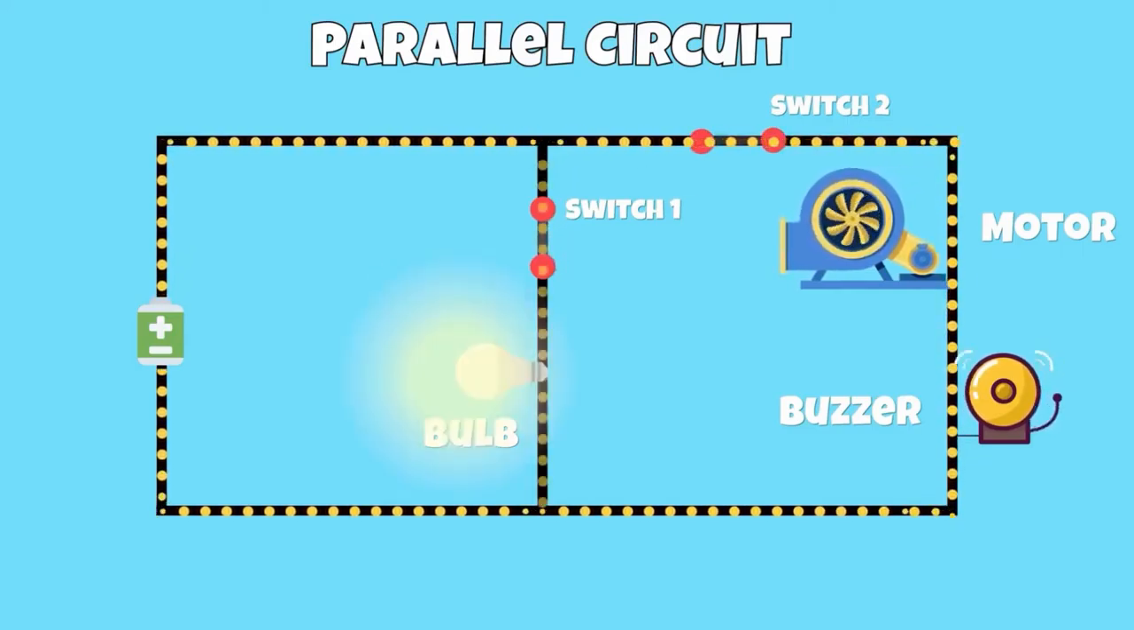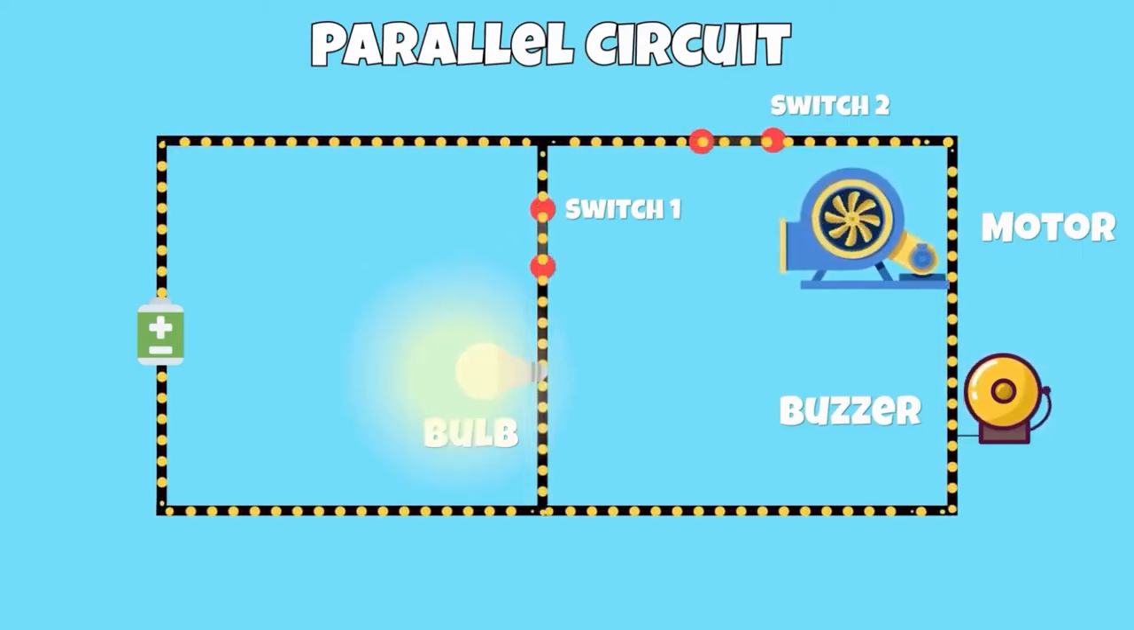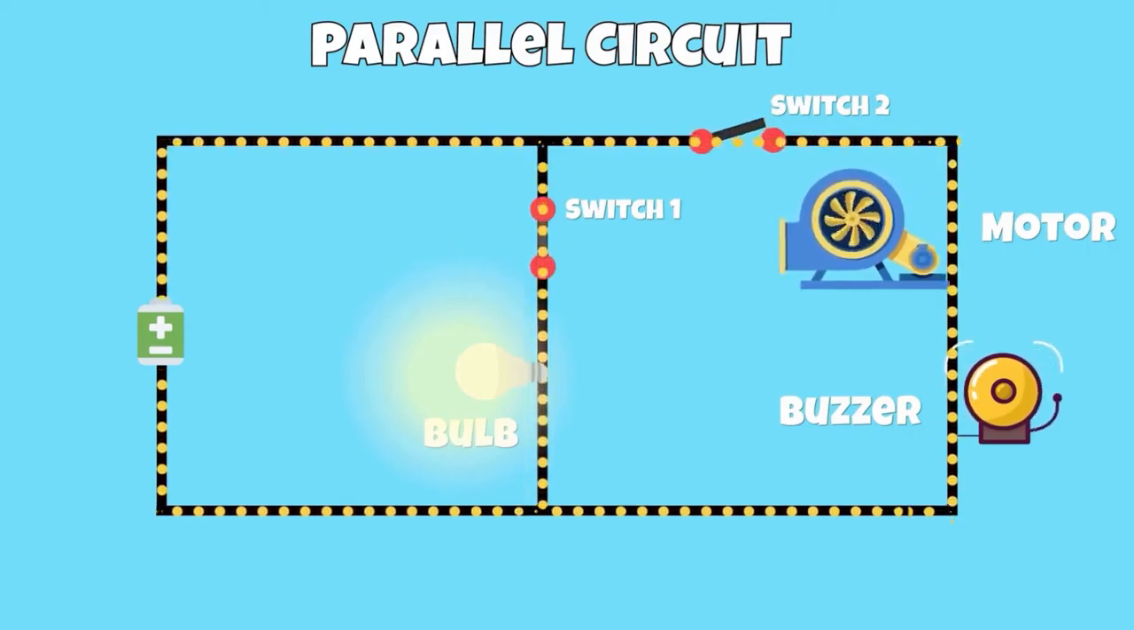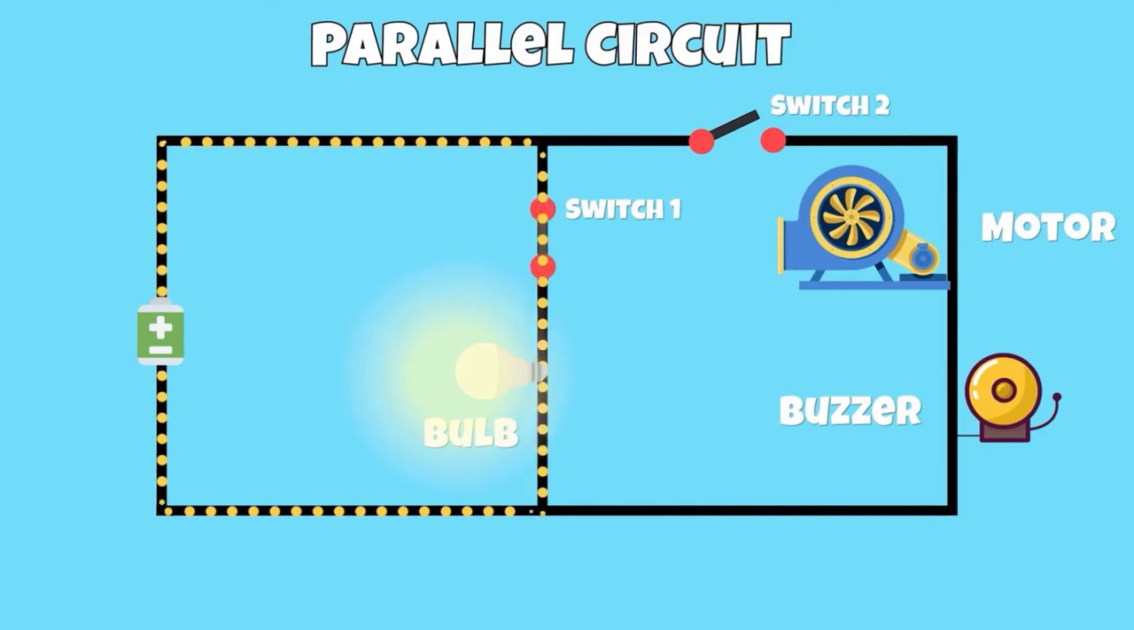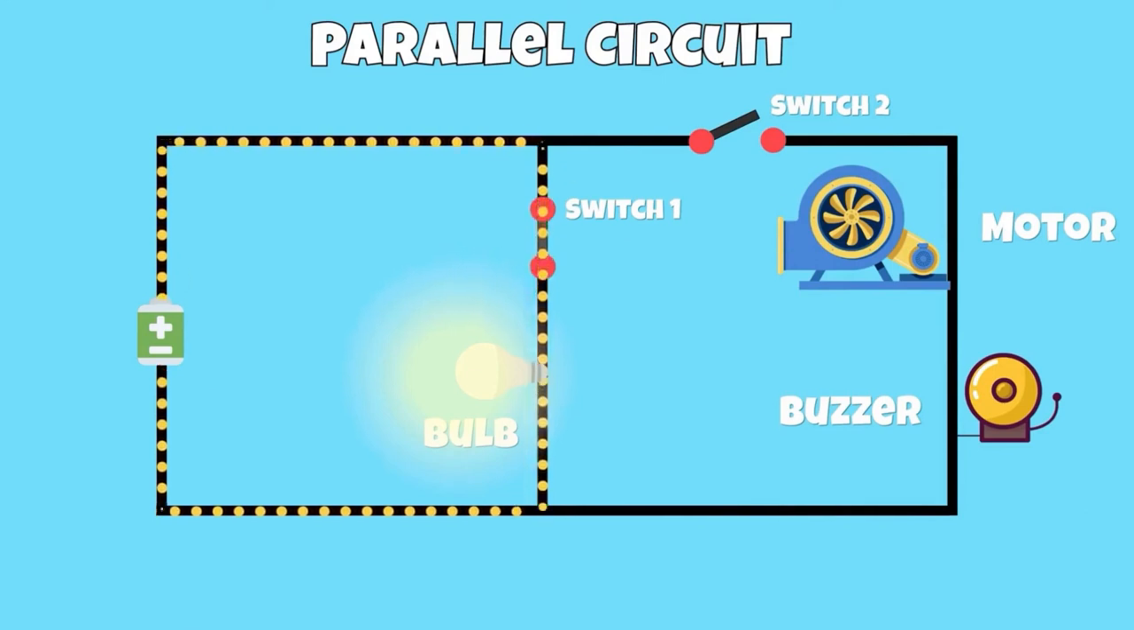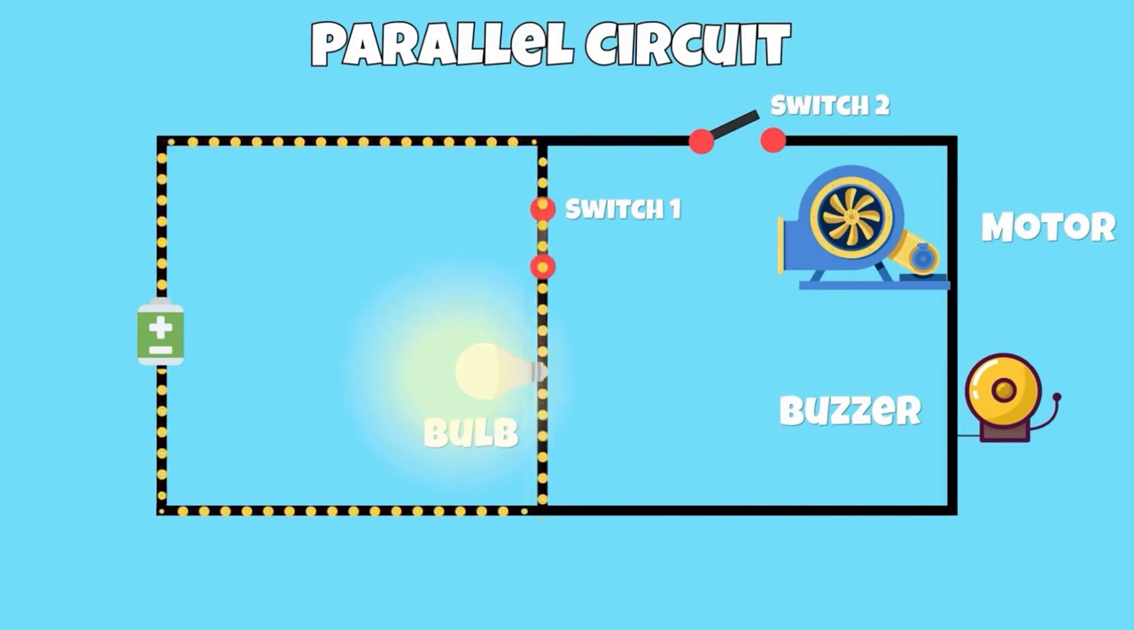Now, what would happen if we were to open switch 2? If we open switch 2, we still have a complete path for the light bulb to stay powered on. However, the motor and buzzer will turn off. Let's review what we just learned.